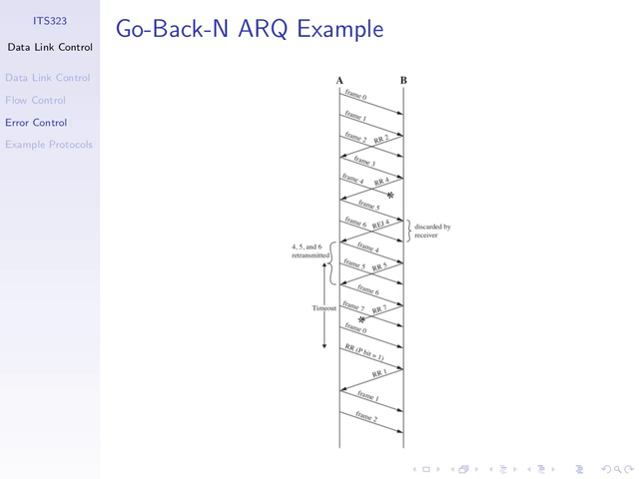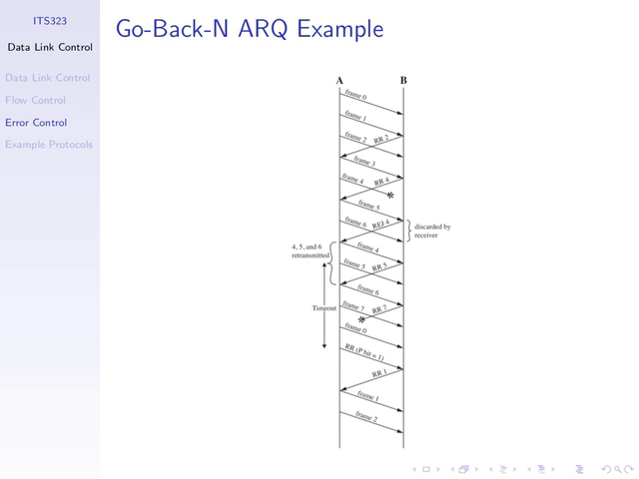Frame 1 because 0, 1, 2, 3, 4, 5, 6, 7 and 0 have been successful. B has received all of these in order. Next one is frame 1. Frame 1, frame 2, we can keep going. So the first point to recognise.